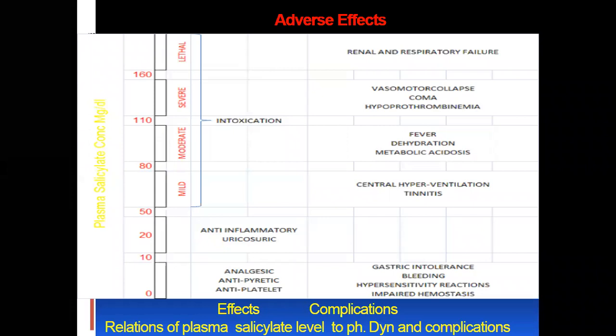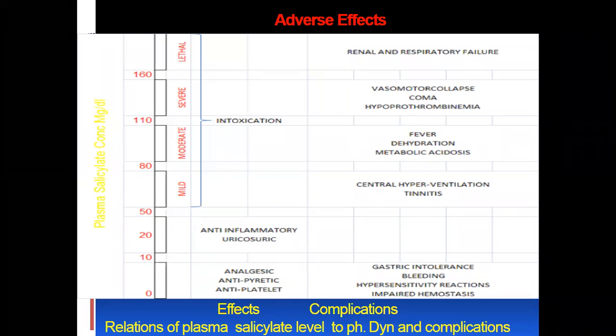Then the level is above 160 milligram per deciliter. Now, these are all the useful effects and also complications. Now, these central hyperventilation and tinnitus, these are mild effects. Then fever, dehydration, metabolic acidosis.